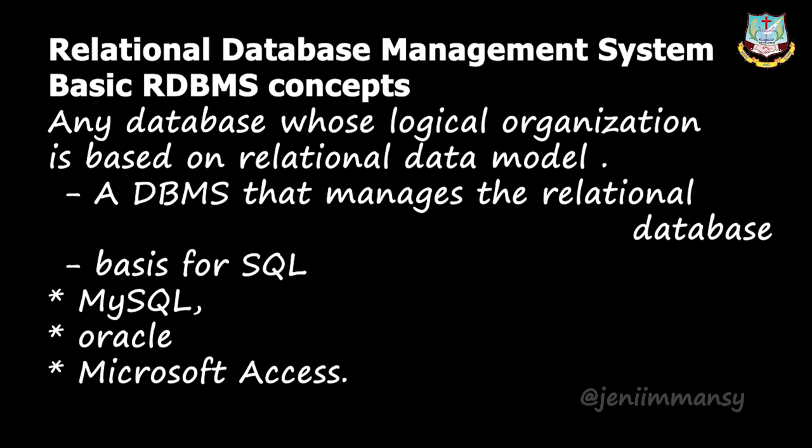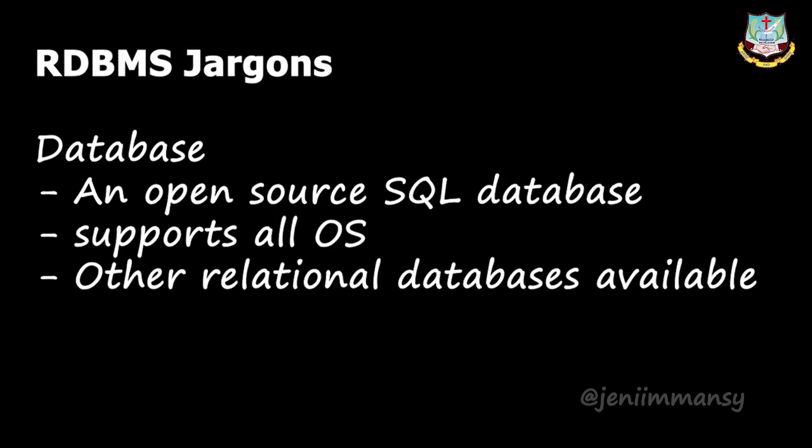Okay, this basic relational database management system concept includes database, tables, tuples. Tuples means, as I said before, rows, and attributes. Attribute is column, schema, and then key. All this we'll discuss in the RDBMS jargons.